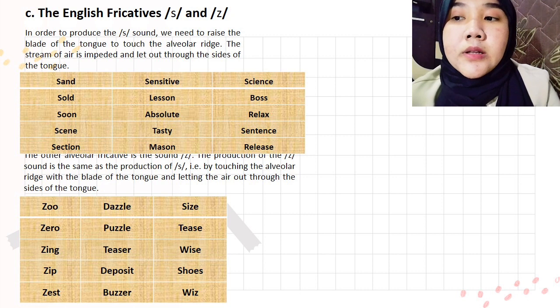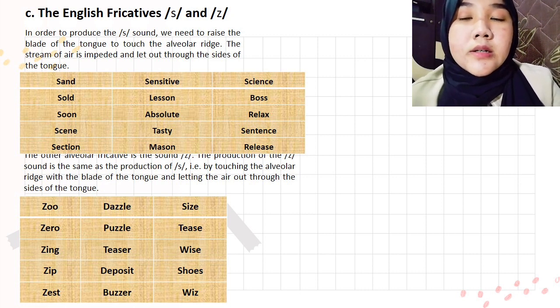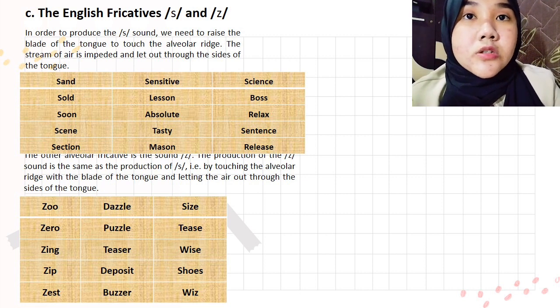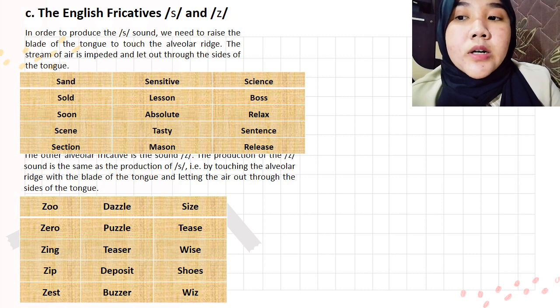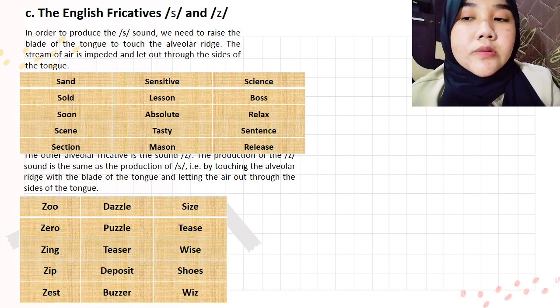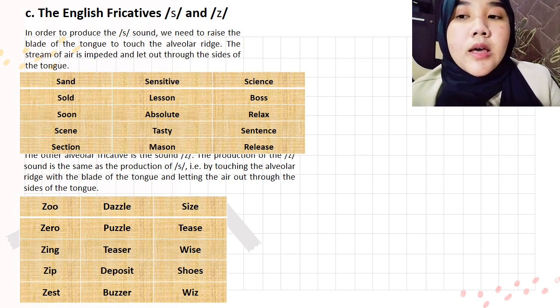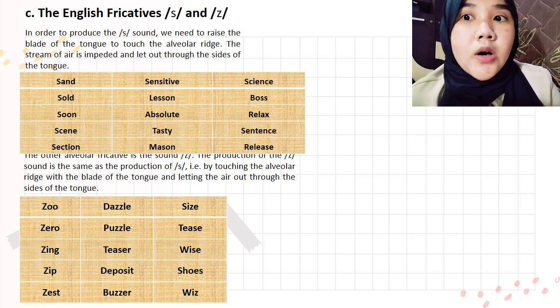The examples: in the beginning of a word are sand, salt, soon, scan, section. In the middle of a word are sensitive, lesson, absolute, tasty, mason. And at the end of a word are science, pause, relax, sentence, release.